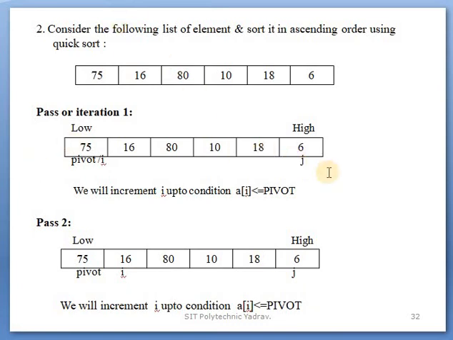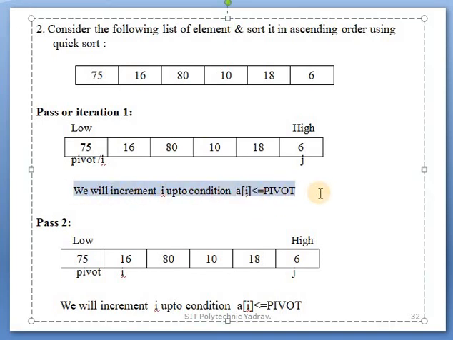Now solve this example. The pivot is initialized, the i pointer and j pointer are initialized, and then high and low are also initialized. We increment i up to the condition a[i] less than or equal to pivot. This is the description of that sentence. It is not fixed; you can write it in your own words in your example, no problem, but follow the steps, techniques and algorithm. We will increment i up to the condition a[i] less than pivot.